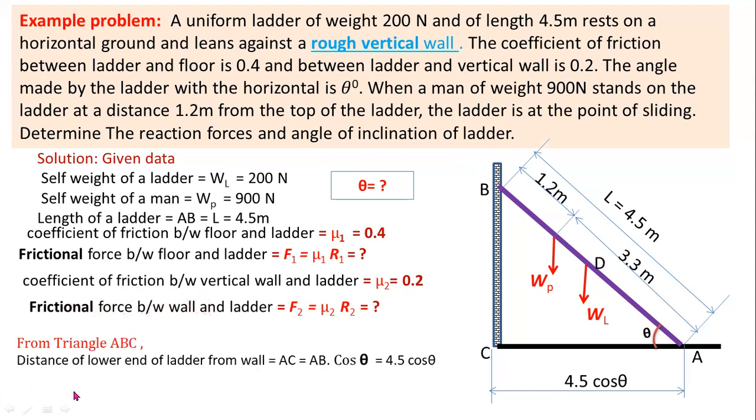From triangle ABC, you have to determine the length of the horizontal floor: AC equal to AB cos theta. Cos theta is not given, and AB is 4.5 meters, so 4.5 cos theta is the length of the floor. In a similar way, the height of the vertical wall BC equal to the hypotenuse AB into sin theta, so 4.5 sin theta is the height of the vertical wall.